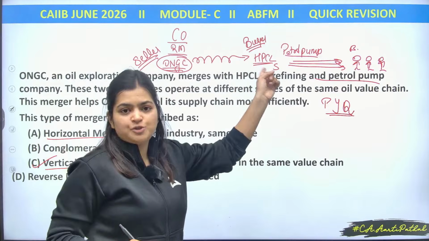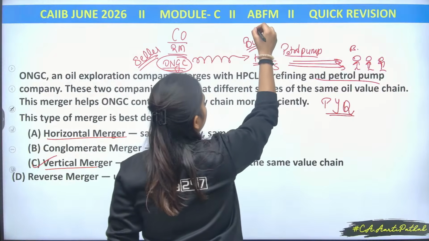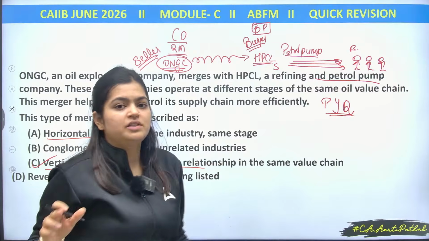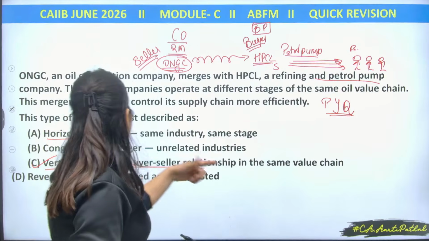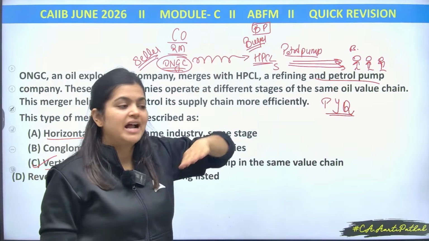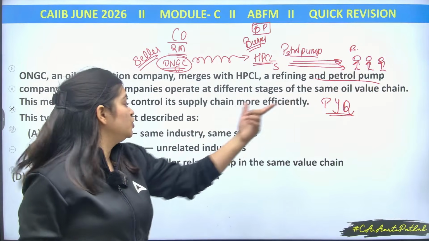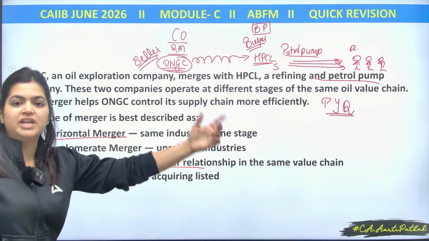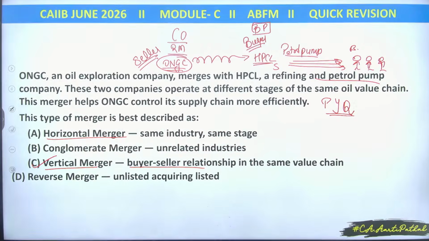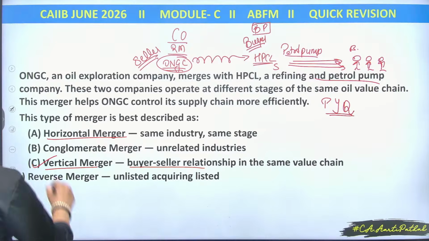Let's say this is your HPCL ticket. Now we have one more company, that is Bharat Petroleum. If Bharat Petroleum and HPCL merge, then that is your horizontal merger. Why? Because they are competitors and they're standing at the same level. So that is same industry, same stage, reduction of competitors, and that is horizontal merger. Yes, so the right answer here is C and not A. I hope this point is clear.